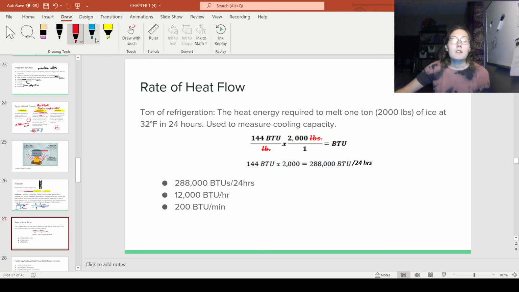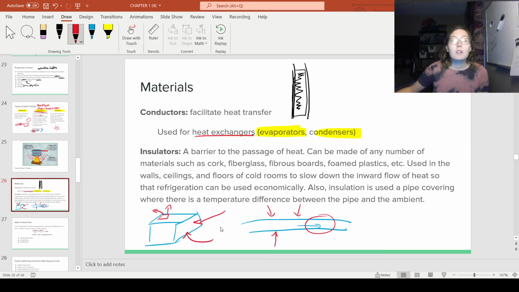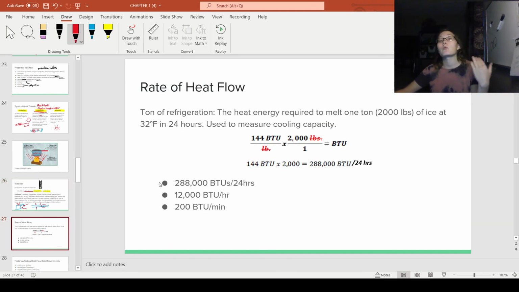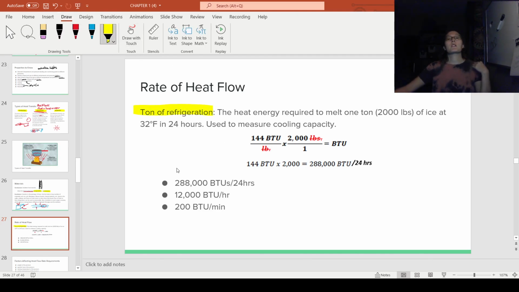Alright, so we learned about how heat flows. We learned about what helps heat to flow. Now we're going to learn about the rate of heat flow. So, ton of refrigeration. This is a definition you need to know. This is something you need to memorize. I would pick one of these. Honestly, I would pick 12,000 BTUs per hour, but that's just me.